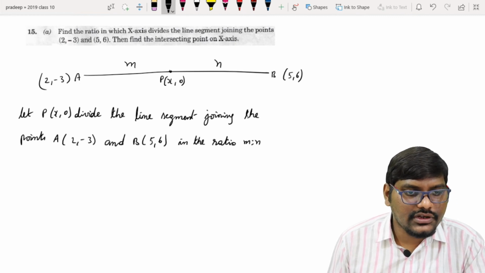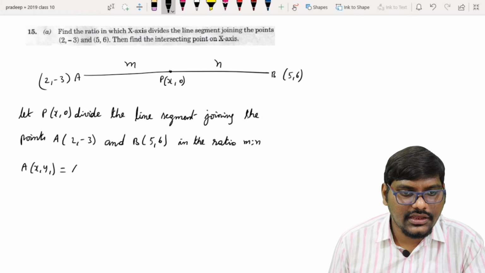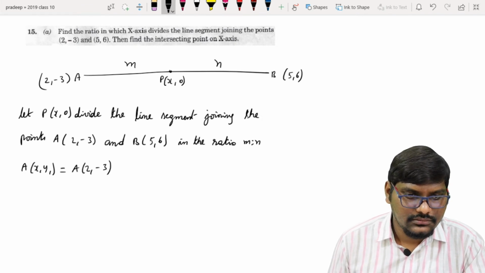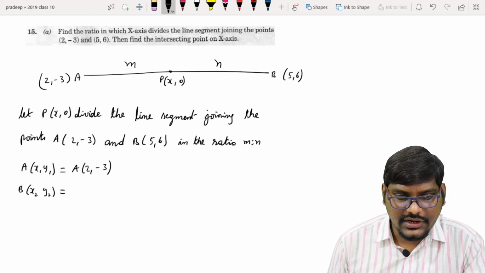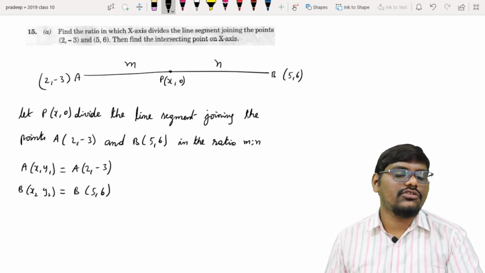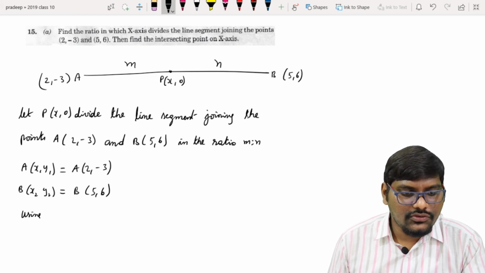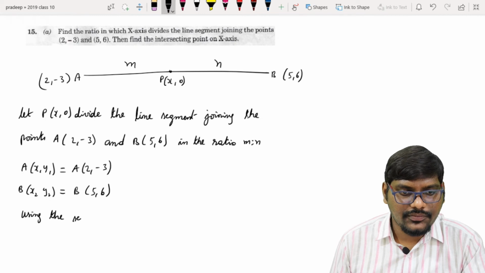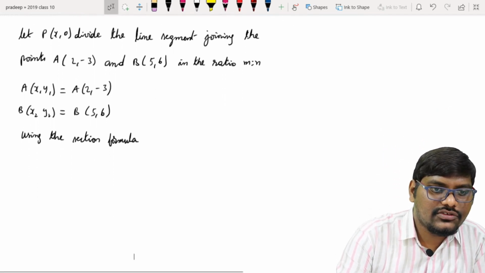So now what we do is that A we'll take as x1 y1, which is nothing but 2 comma minus 3. B also we can take as x2 y2, where we can write 5 comma 6. Now we'll use the section formula to solve this. So what is the section formula? Any idea? We'll try to do that by using the section formula.